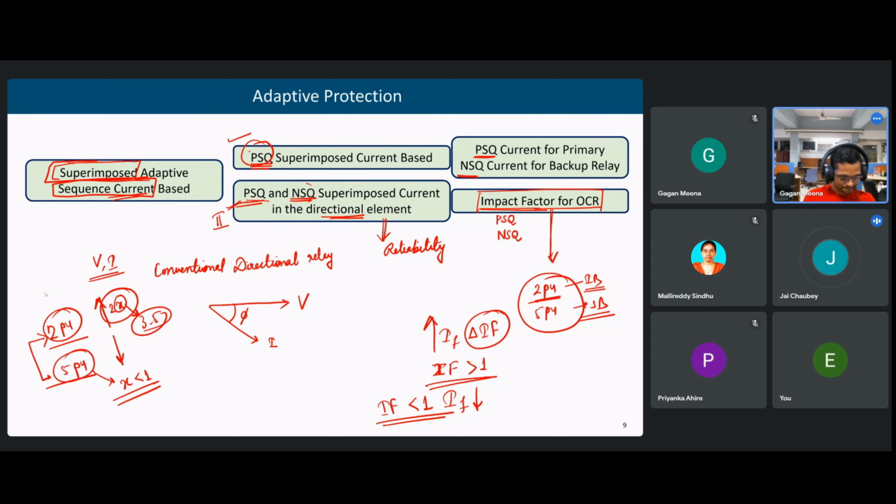So how is it done? It is done through some circuitry? No, this is coded inside the algorithm. The algorithm will multiply this current with the impact factor.